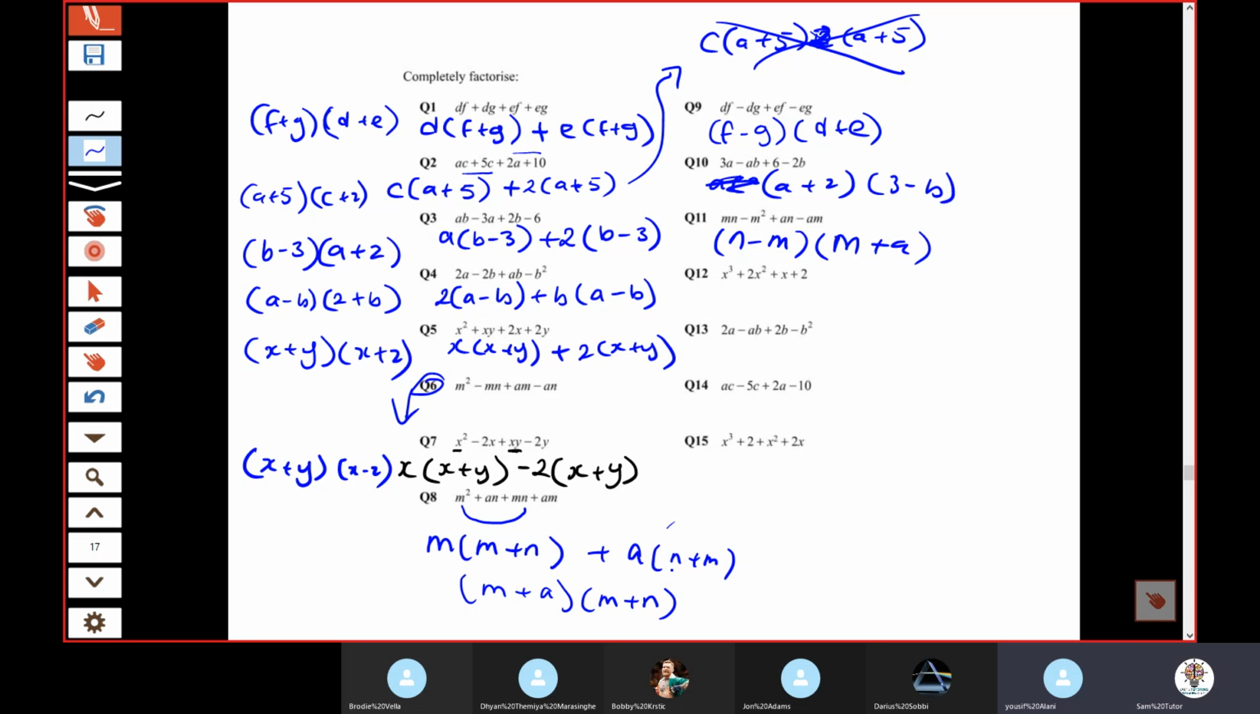Sam, are you allowed to have a squared variable in the bracket, like x squared, for example? Yeah, yes. Okay. So you were fine with question 9? You found your mistake? Yeah, I did. Okay.